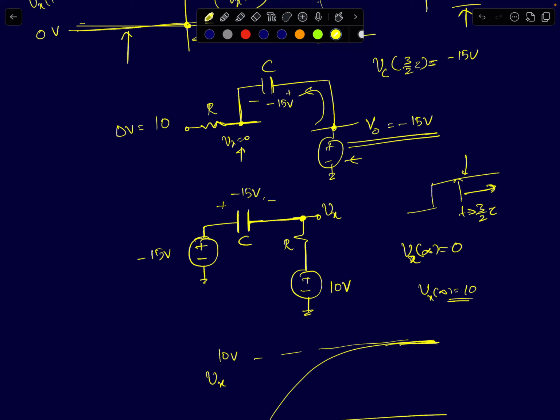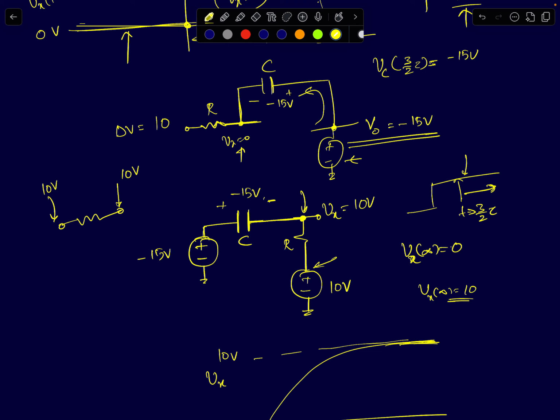At that point, the capacitor voltage would have reached a finite value. The capacitor will act like an open circuit in the steady state, so the current would have reached 0. For the current to become 0, the condition here is Vx should be equal to 10 volts. Both the terminal voltages of the resistor should become equal, 10 volts and 10 volts. Then the current in the circuit becomes 0.